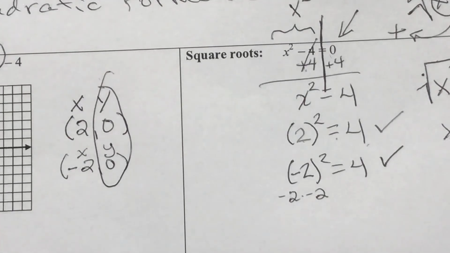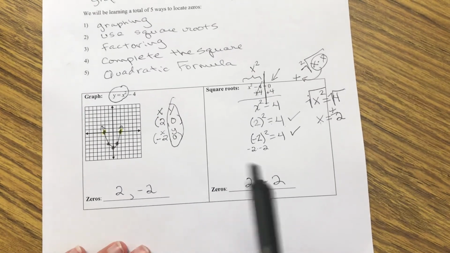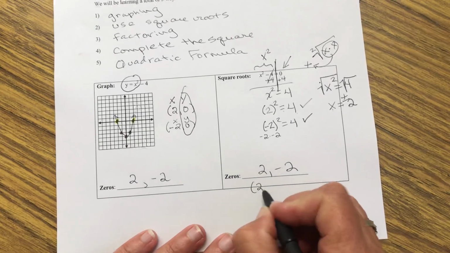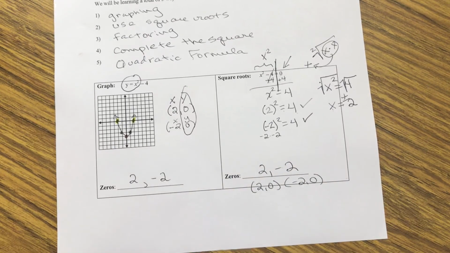So you can see that no matter which technique I used, I got 2 and negative 2. You could also write these as a point if that's your jam. Some teachers in your future will appreciate you writing it as a coordinate point, x and y.